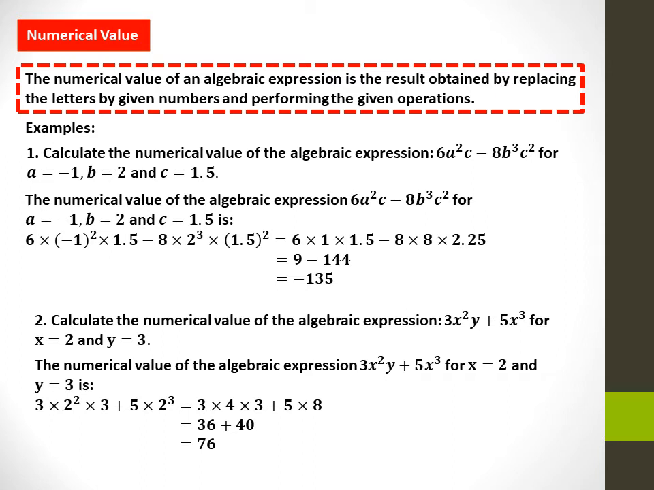8. 3 times 4 times 3 is equal to 36. 5 times 8 is equal to 40. So now I have to add 36 and 40. The answer is 76.